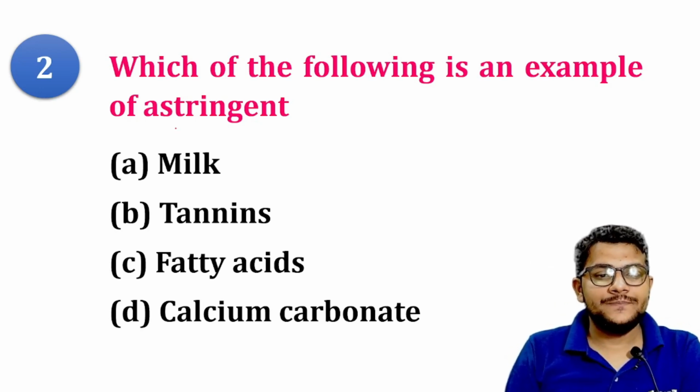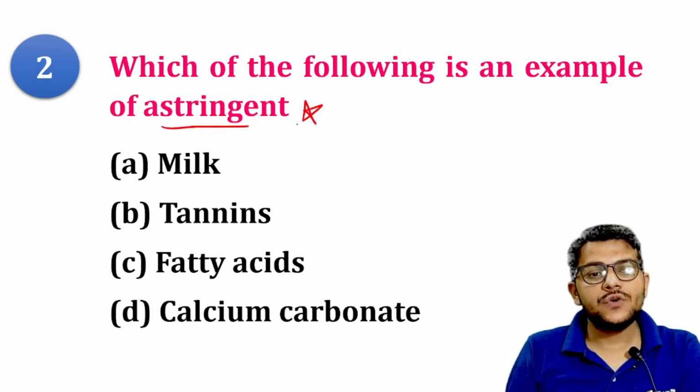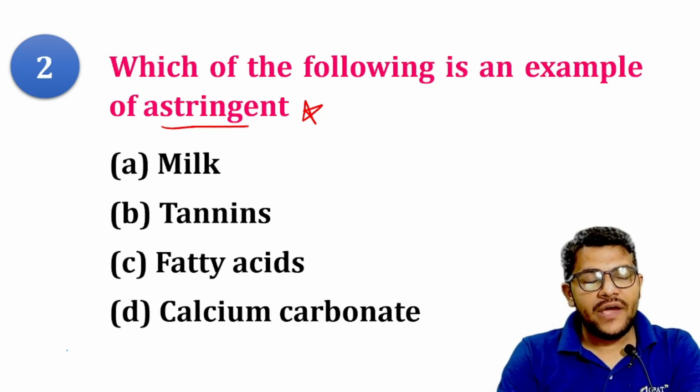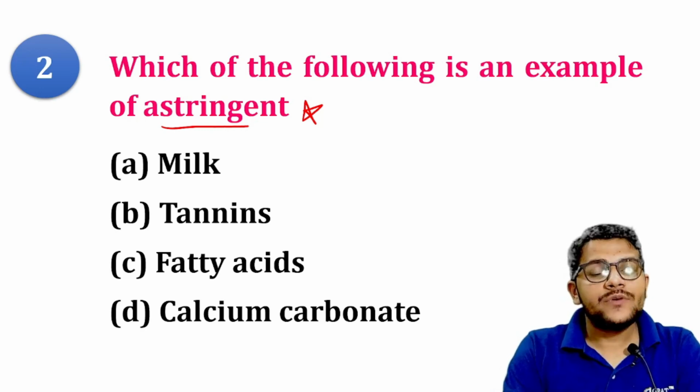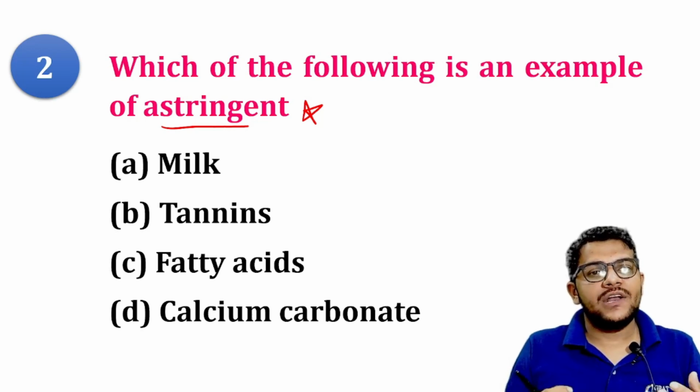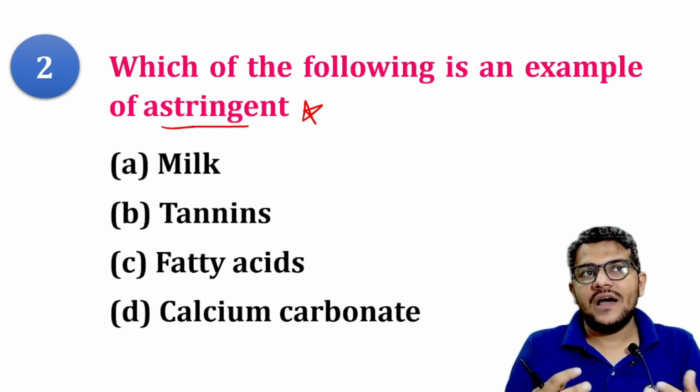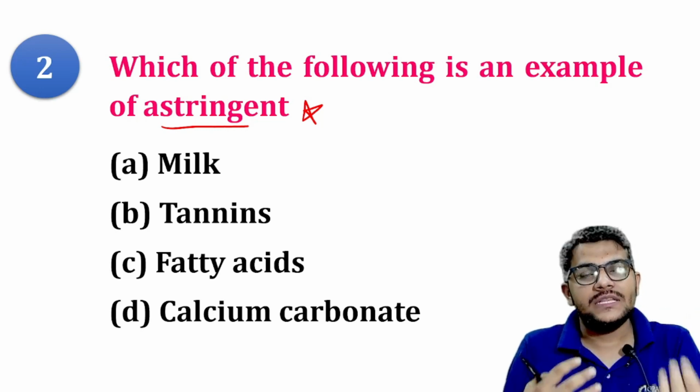So next question for you: which of the following is an example of an astringent? You have read the question, they are asking for the astringent. Then you have to take a pause: what are astringents? Astringents are substances that precipitate protein.